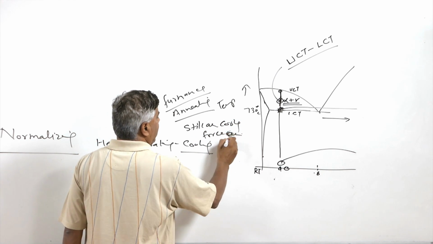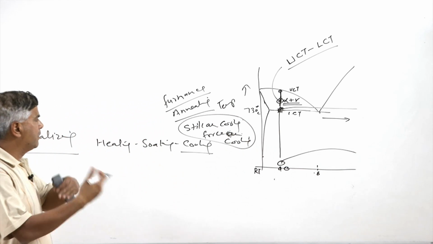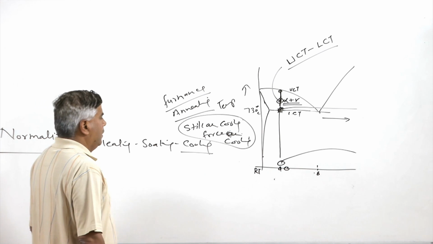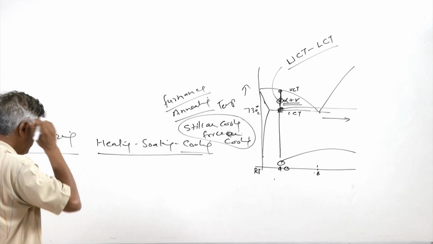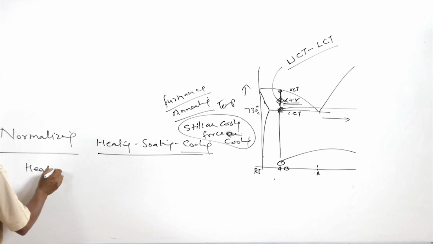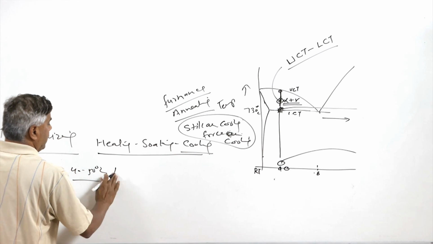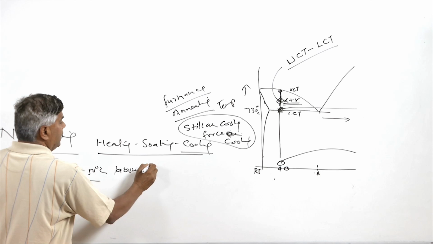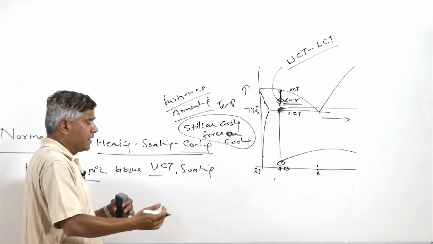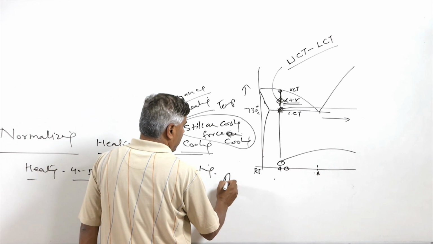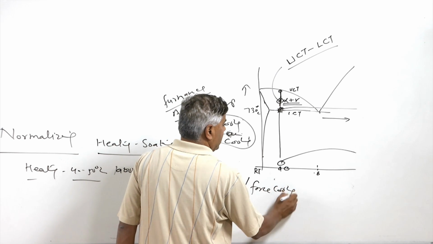Forced air cooling is performed. So the cooling rates need to be used for normalizing a little bit more than what is used for annealing, and this is the cycle which is used for this purpose. For heating, basically heating is done about 40 to 50 degrees centigrade above the upper critical temperature limit, after soaking for sufficient time to homogenize the steel, followed by normally air or forced air cooling.